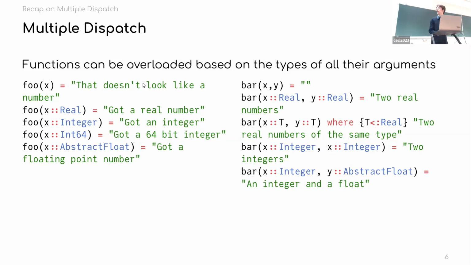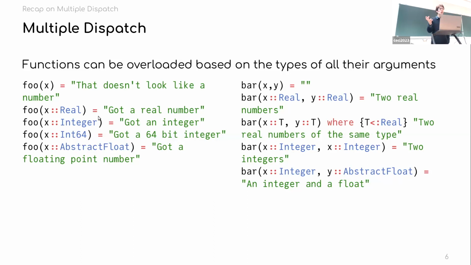So for example, this is a shorthand definition of a function in Julia. I can define my function foo, taking an x, where x is of any type. And I can say, okay, that doesn't look like a number. But I can then restrict: if x is a subtype of Real, then for all real numbers, this will use this definition to print, oh, now I've got a real number.